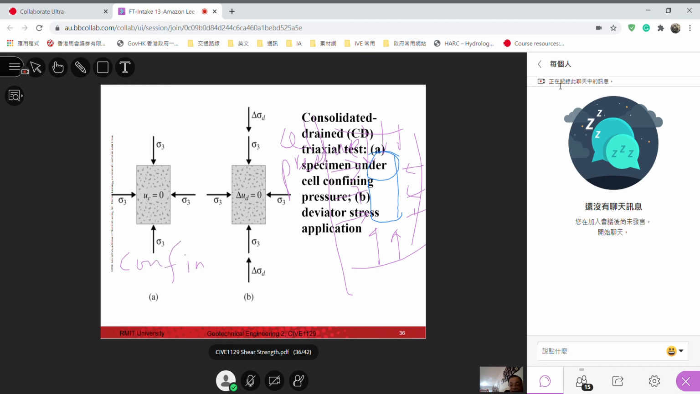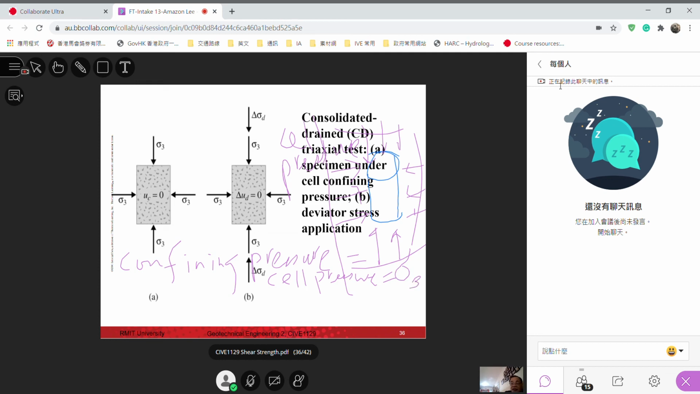Confining pressure, which is equal to cell pressure, which is equal to sigma 3.